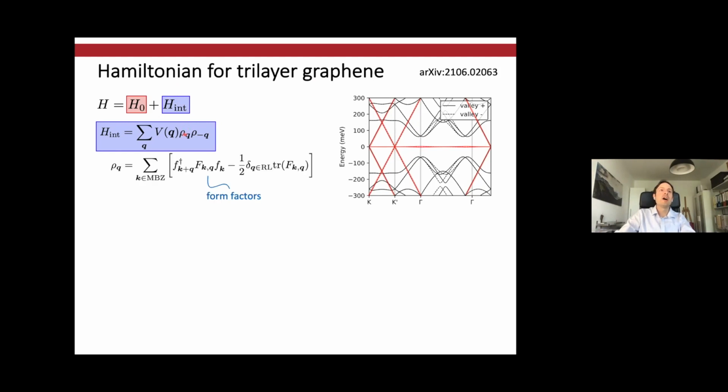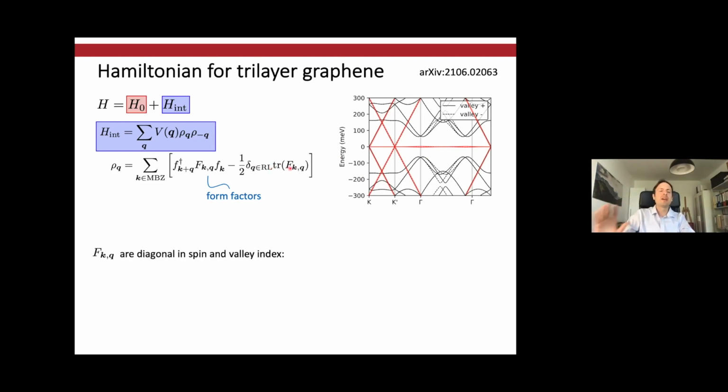So rho here are the density operators projected onto those low energy degrees of freedom that we keep in the calculation. So here f and f dagger are the electronic field operators, which are vectors in band, spin, and valley space. And capital F are form factors, which are matrices in the same space, and they contain matrix elements of the Bloch functions here. And this is just some offset that is required for technical reasons in the projection that makes sure that we don't lose some essential symmetries.